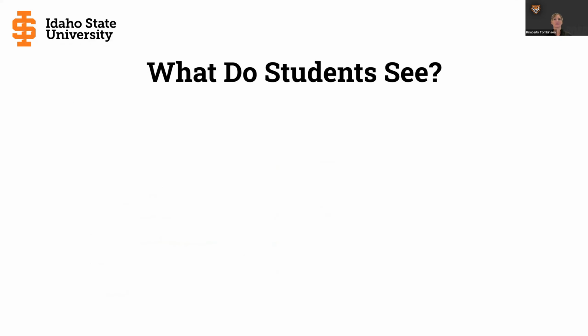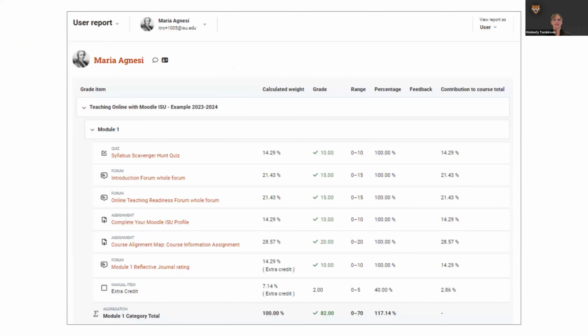And next, what do students see? So here on the screen, you can see the 2 items are clearly marked as extra credit in parentheses, and you'll notice that our fake student here has lots of extra credit, which places her overall percentage for the module 1 category at 117.14%. And this is the user report, which can be accessed through the menu on the top left, and then you can see one specific user at a time.